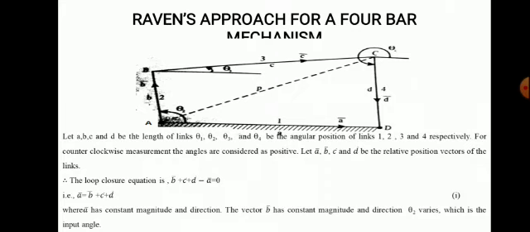You can observe it. AD is a fixed link. There A has a constant magnitude and direction. B also has a constant magnitude and direction, but theta 2 varies, and it is an input angle.